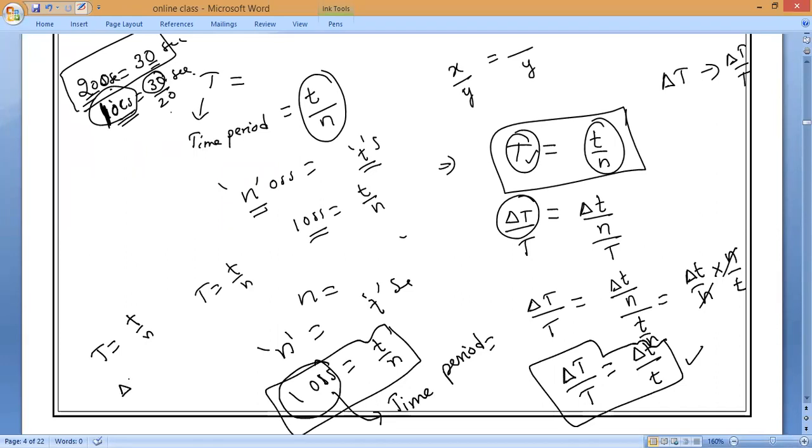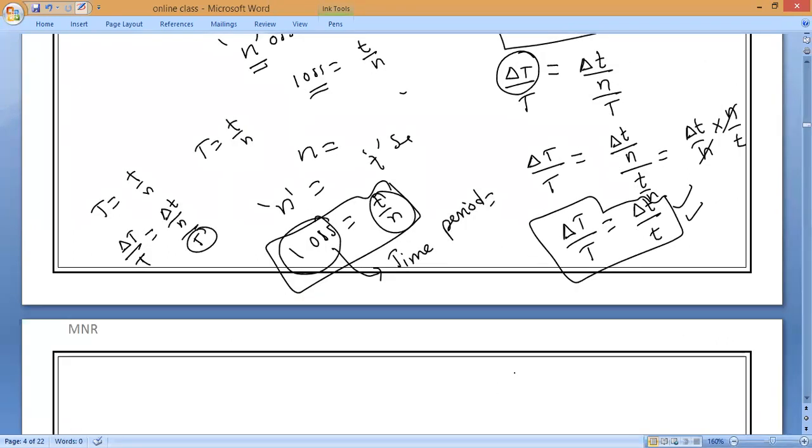But we want delta T, so delta T divided by T we want. So I am making delta T divided by T, that is the fractional error. Is it okay? Fractional error: delta t divided by n, divided by T. We all know T equals t by n. If I substitute T equals t by n, n will get cancelled. We will get delta T by T equals delta small t divided by small t. So now in place of delta capital T divided by capital T, I can write delta small t divided by small t. Can I write it?